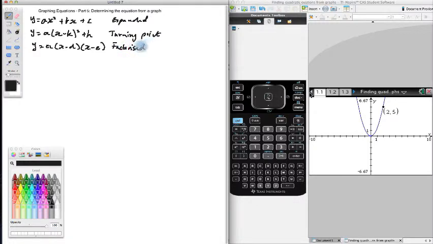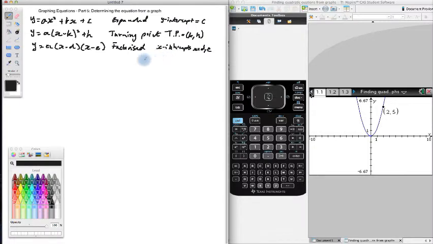And each is useful for different things. Expanded form, we've got y-intercept is c, so it's useful for the y-intercept, which equals c. Turning point form is obviously useful for the turning point, which is found at (k, h). And factorized form is useful for x-intercepts, which are found at x equals d and e.